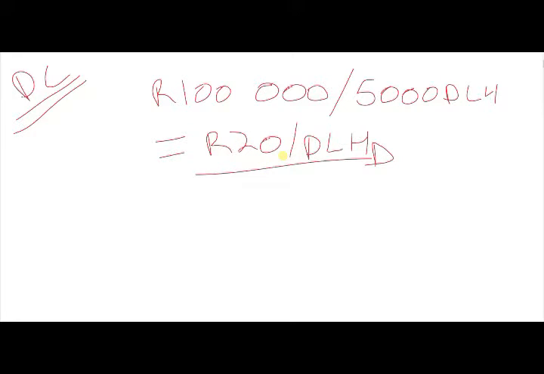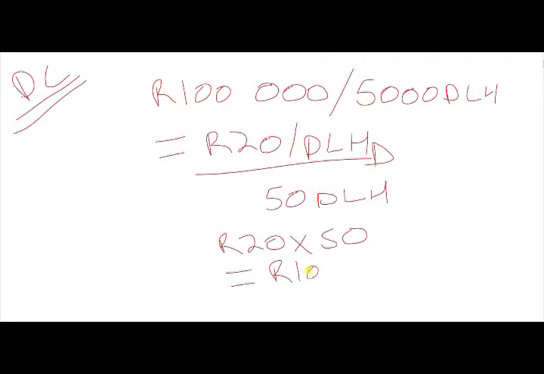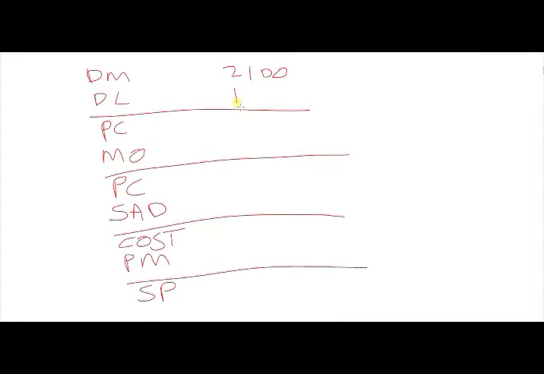Now from the question, they told us the job that we're trying to cost, which is job B20, requires 50 direct labor hours. To calculate the direct labor cost for this job, we take 20 rand multiplied by 50, which gives us 1,000, and this is our cost. And now we take this cost and put it here. Our prime cost will now be 3,100.